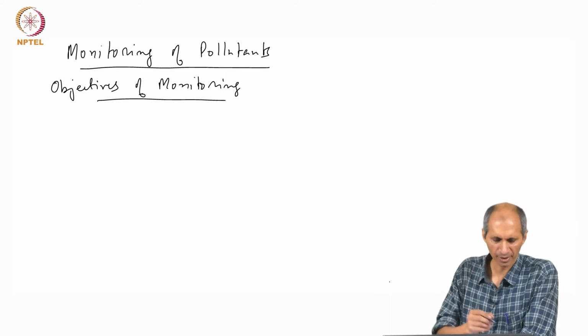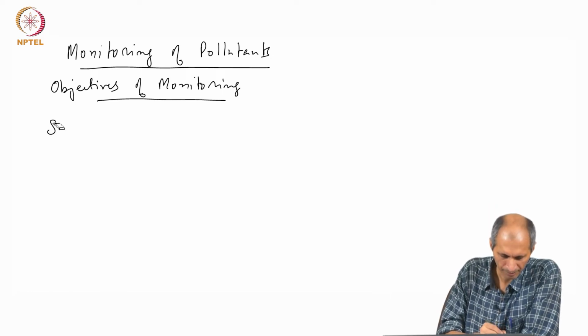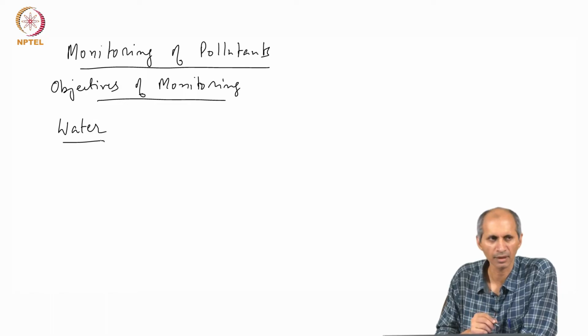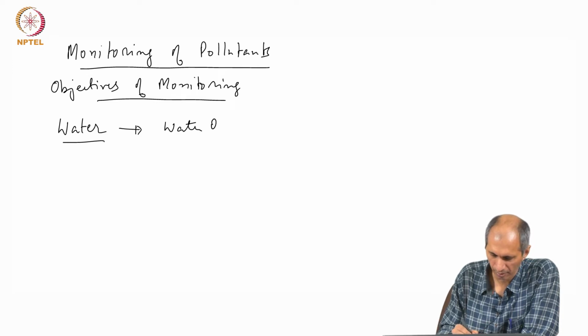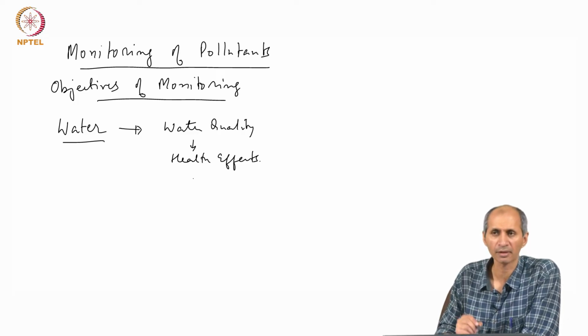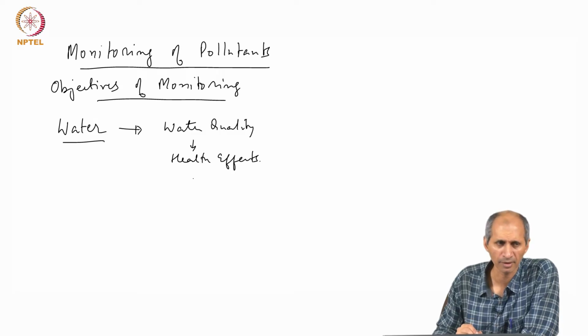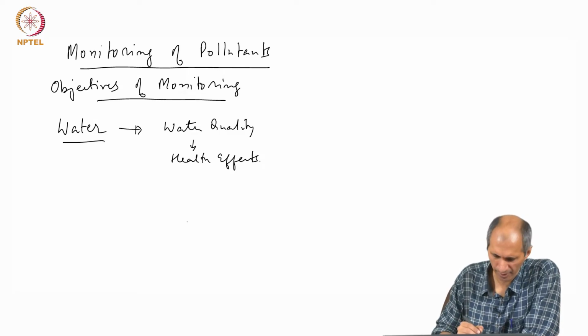Let us take the instance of water. Why do you want to measure water quality? We had discussed this long back in the beginning. We want to measure water quality because we are worried that there may be health effects from it. So, we would like to look at water quality from the point of view of health effects, which means that we want to look at some target components in the water which we know have a problem.